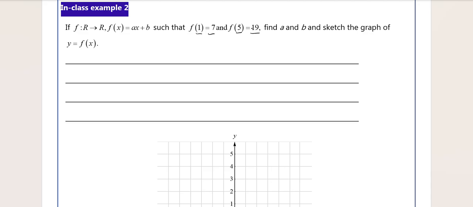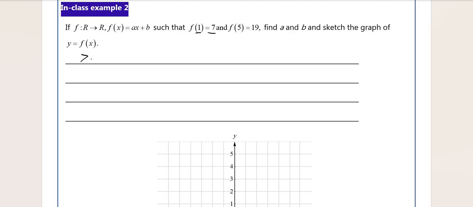So we get 2 points, so we've got to figure out the equation of the line that connects those 2 points together. It's going to involve the simultaneous equation type stuff that we've seen in the past. So the first thing I'm going to do is my rule is going to be ax plus b. I'm going to start by replacing x with 1 and y with 7.